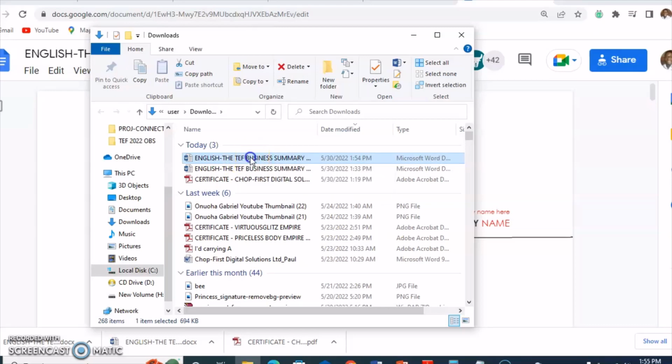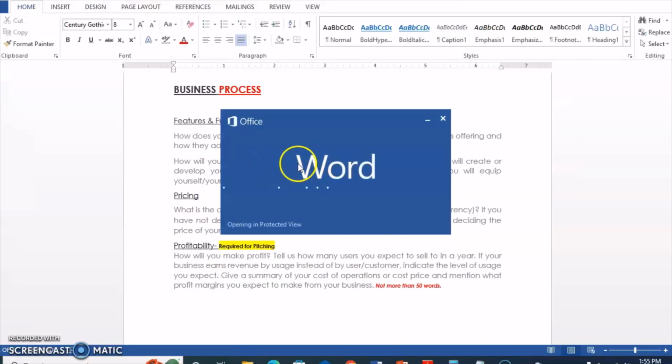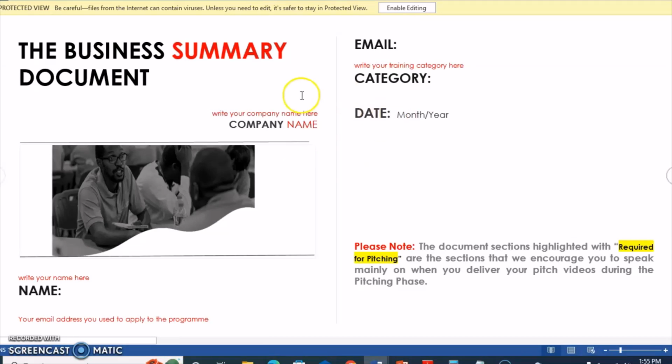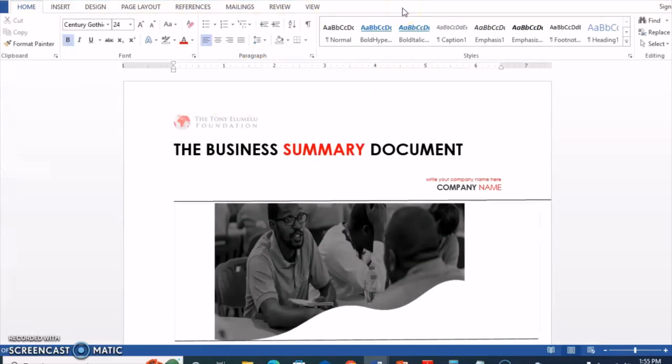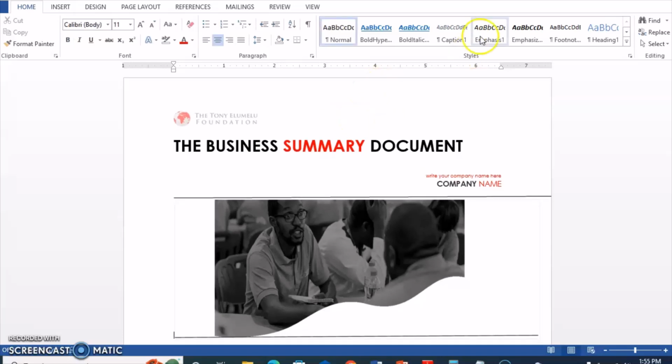So click on this to open it up. You can see that it has opened up in Microsoft Word, if you're using a laptop. Depending on the version of Microsoft Office you're using, some versions will not need this, but if you're using this version, it will require you to enable editing. So click on enable editing and it will come out as normal Microsoft Word. So this is it. You can start editing your business plan template. That's how to download the editable version of your business summary template.